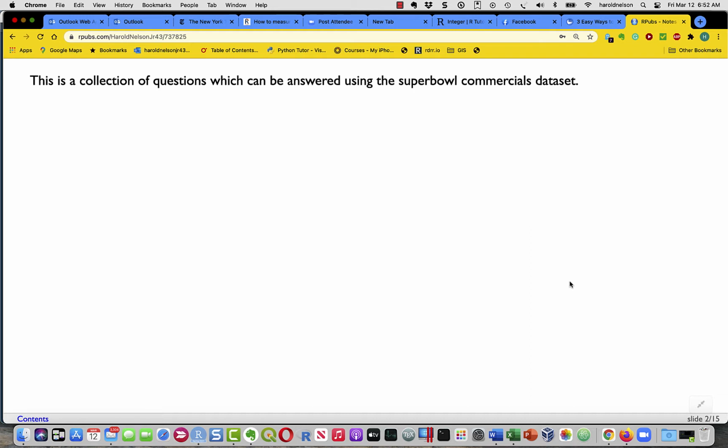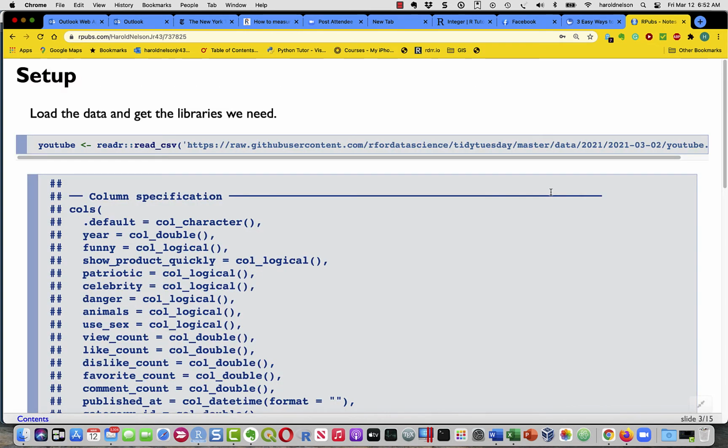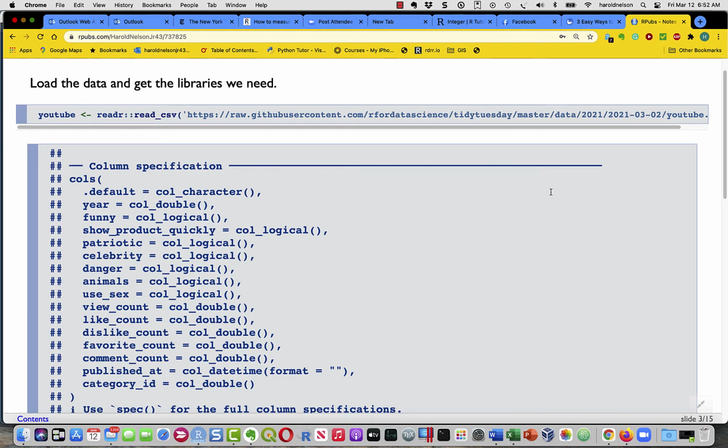In this work-along format, I'm just going to talk straight through, but at some points I will tell you to stop, pause, and try to do the problem yourself before you look at my solution. To get the most out of this set of notes, it's important that you take my advice to stop and work on it before you look at the solution. Okay? So the first part, we'll just load the data and get the libraries we need.